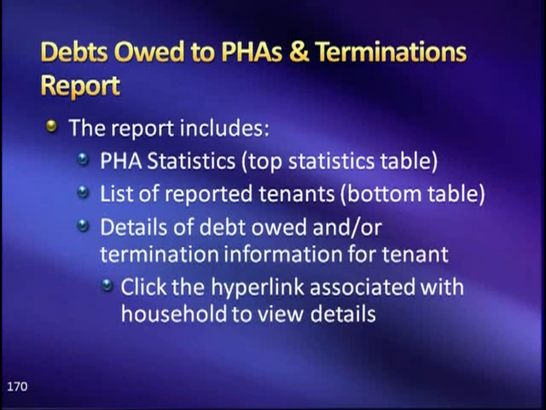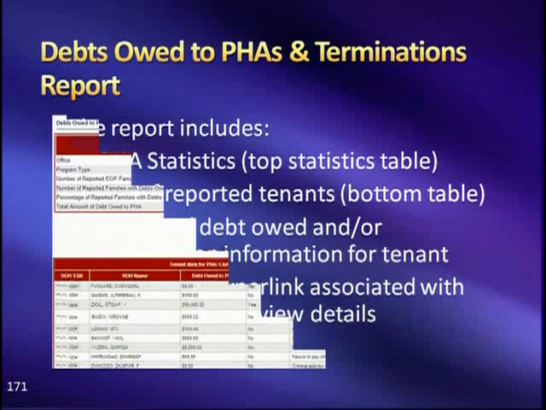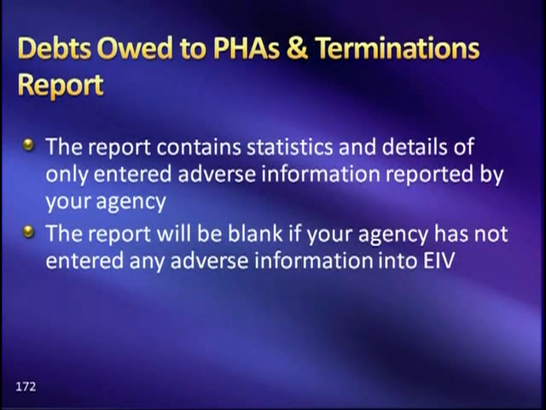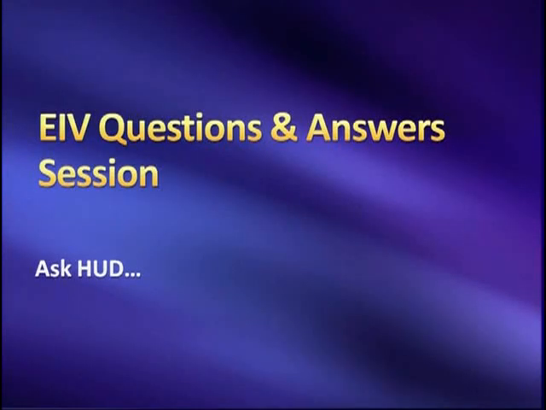And so to access the information for applicable tenants, you just click on the actual household member link to view those details. And here's a screenshot to show you the information for your debts owed to PHAs and termination report. Now, do keep in mind that if you have not entered any adverse information for your tenants, the report will be blank. Okay? So that, my friends, is the conclusion of segment 3.